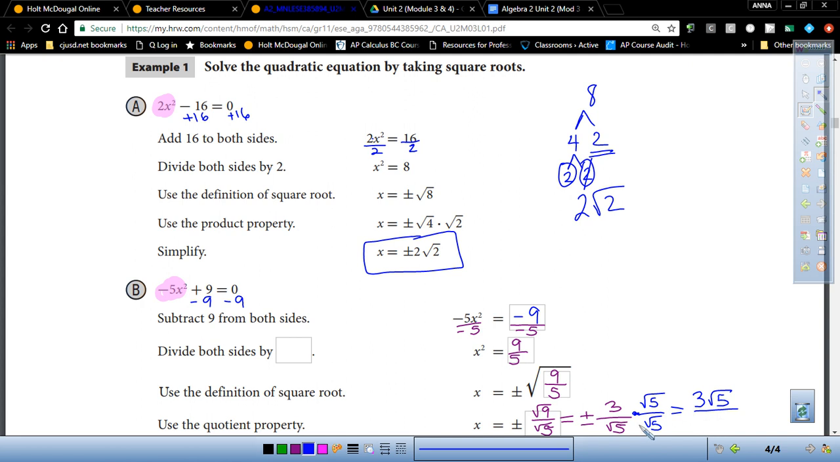All over, the square root of 5 times the square root of 5 is the square root of 25, which is a whole 5. Now I dropped something on this last step, so I'm going to go put it back in. Plus or minus. We've got to consider both the positive and the negative solution. Plus or minus 3 square root of 5 over 5.